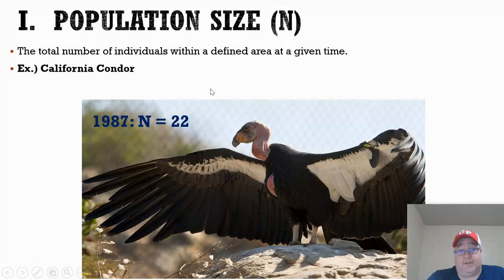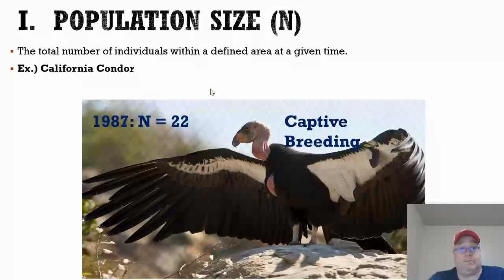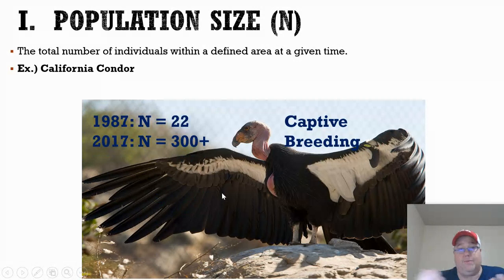So what scientists decided to do was to implement something called captive breeding. Captive breeding is basically where they go out and round up as many of these birds as they can, and bring them inside zoos and things like that, and breed them in captivity until the offspring are born, and then eventually they can release them back into the wild.